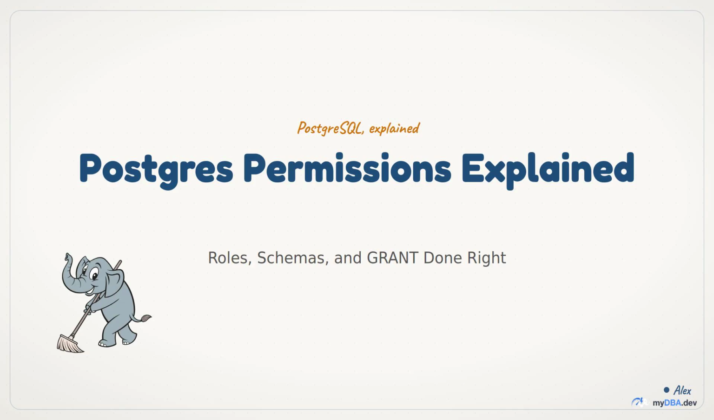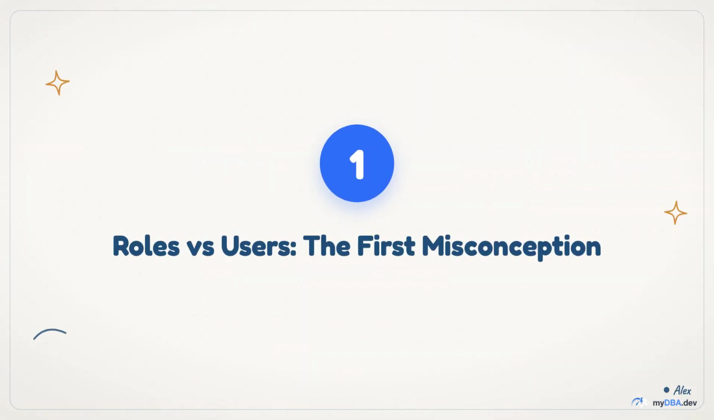Postgres permissions are layered. Roles, schemas, object privileges, and default privileges all interact. We're going to whiteboard the actual privilege model so you never hit that again. All right, foundation first. Roles versus users.